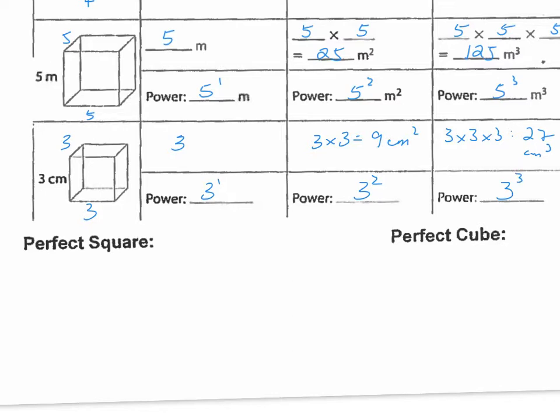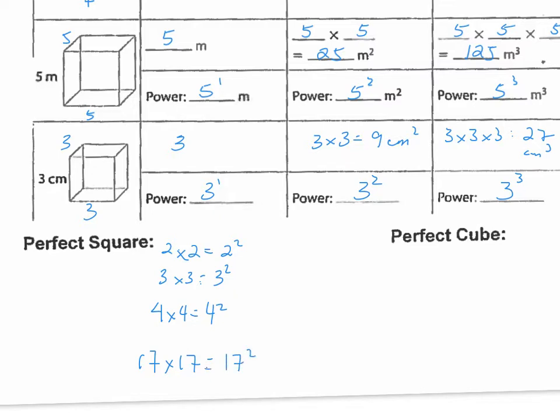So perfect squares are any number, the same number multiplied by itself. So 2 times 2 is an example. That's 2 squared. 3 times 3, that would be 3 squared. 4 times 4, that's 4 squared. So on and so forth. 17 times 17, that's the same as 17 squared.